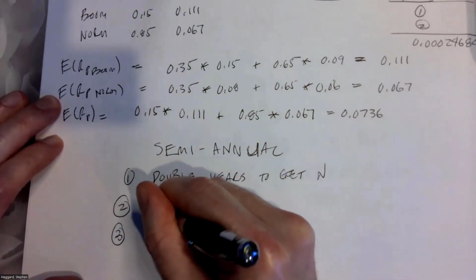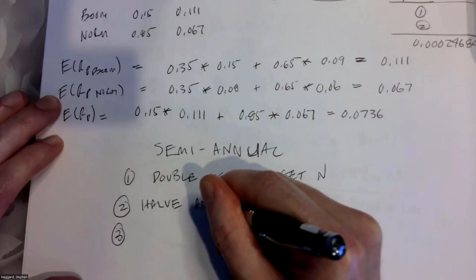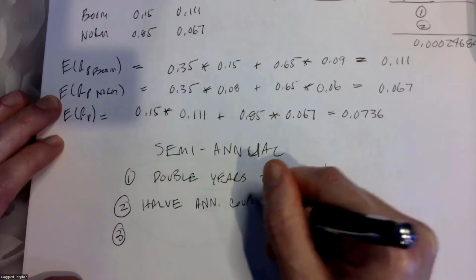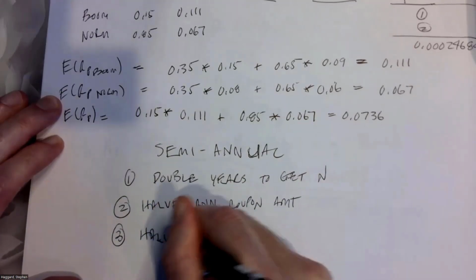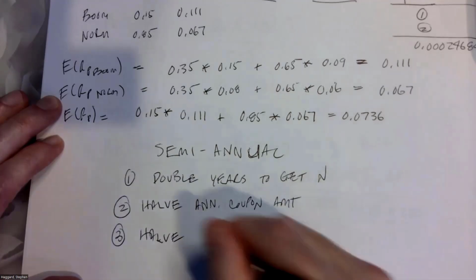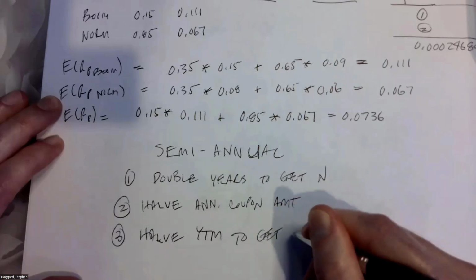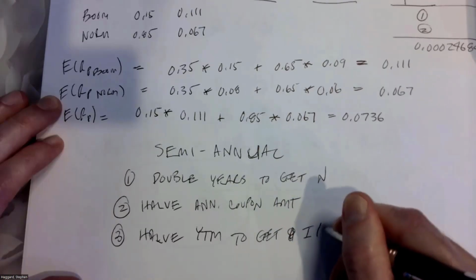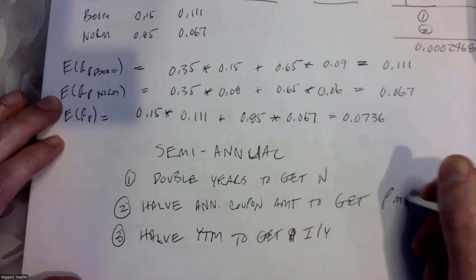And then we have to, what do we have to do? Say again? Payments. Oh, okay. So the annual coupon amount. And what's the other thing that we have to cut in half? I. Yeah, so the yield to maturity to get I. And this is to get PMT.